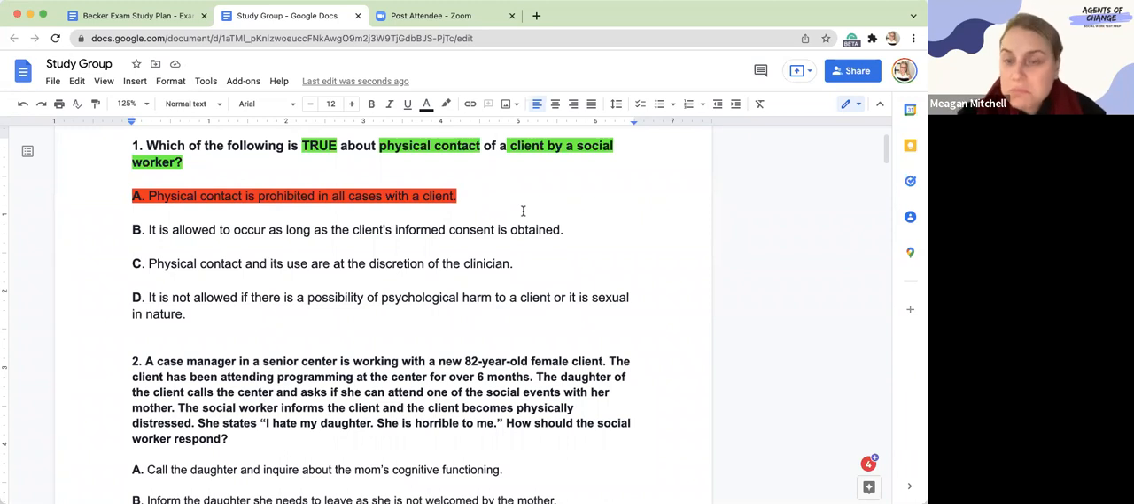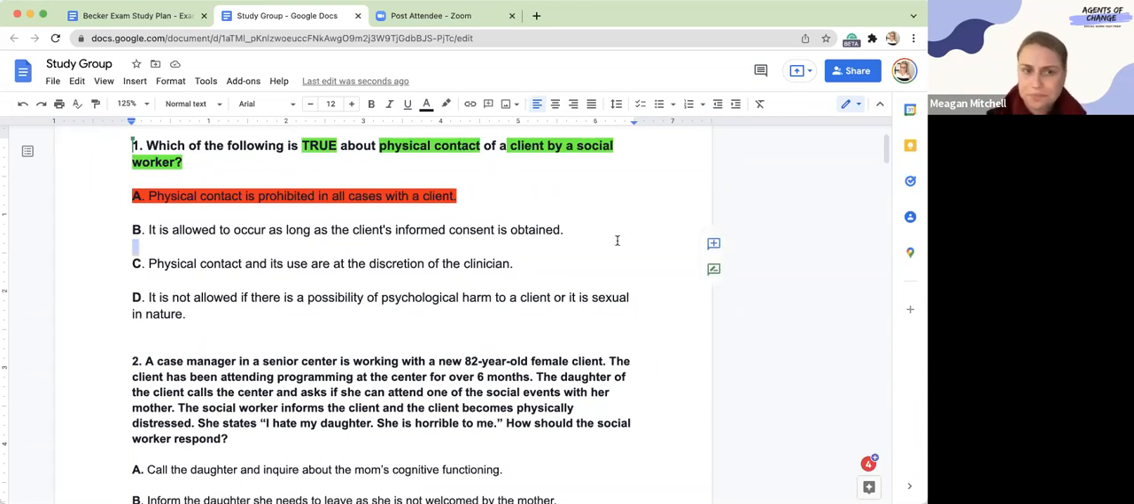A handshake. You might shake hands with a client when they walk in, right? That's physical contact. You might be working in a school. I get lots of hugs from kids at school, right? I'm not going to say this hug is prohibited. It's dependent. We want to stay away from answers that are extreme. Prohibited in all cases, that is not accurate, right? So we know A is out. It's not prohibited in all cases.